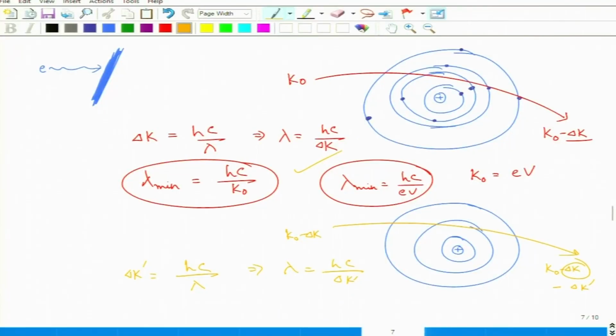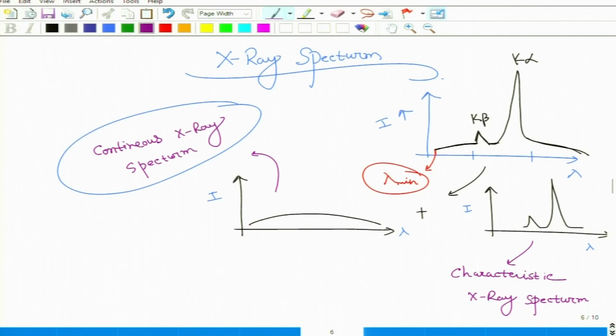That is obviously the case because the wavelength cannot be smaller than this. If the total energy is converted in one collision, then obviously del k can have a maximum value k naught. So lambda min is constant, that is hc by k naught, but after that any kind of lambda is possible during this collision. So lambda min is there, but all lambda will be present after that. That's why we obtain this continuous spectra. This is that continuous spectra. That is lambda minimum, but after that all kinds of lambdas are there.